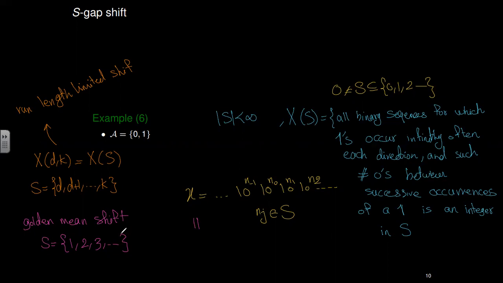Also, the full shift is another example of an S-gap shift. It's another example of an S-gap shift, when you consider S to be 0, 1, 2, and so on. So here is another example in this case.